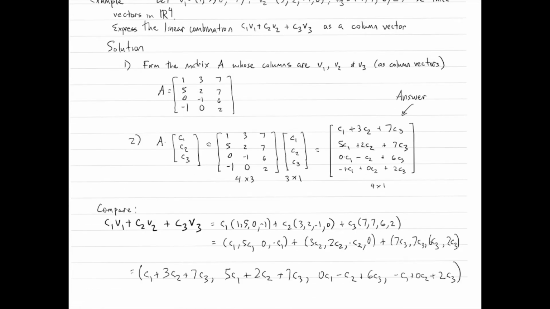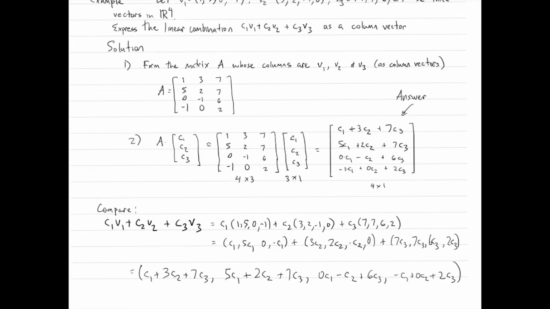Now, just to compare it with what we would do if we wrote out everything horizontally, C1V1 written horizontally is like this, likewise for C2V2, and so forth. And then when we multiplied C1 by this vector, we'd multiply each component, likewise for C2 and C3, and then when we added these three vectors, we'd add the corresponding components to get this, this, and so forth. And now you can compare: this way the first component is C1 plus 3C2 plus 7C3. That's exactly the answer we got here.